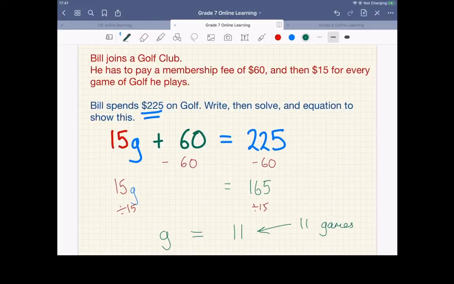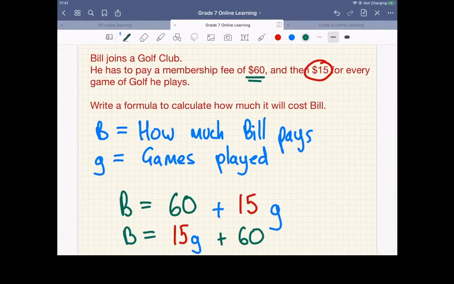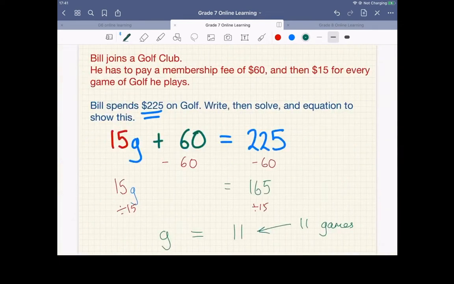Okay, so let's just review. Sometimes you'll be able to solve. Sometimes you'll just create a formula. It depends on the question.